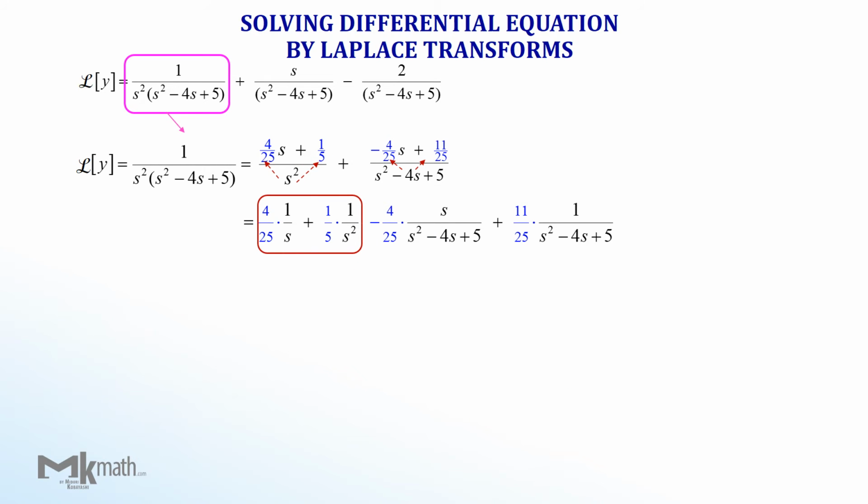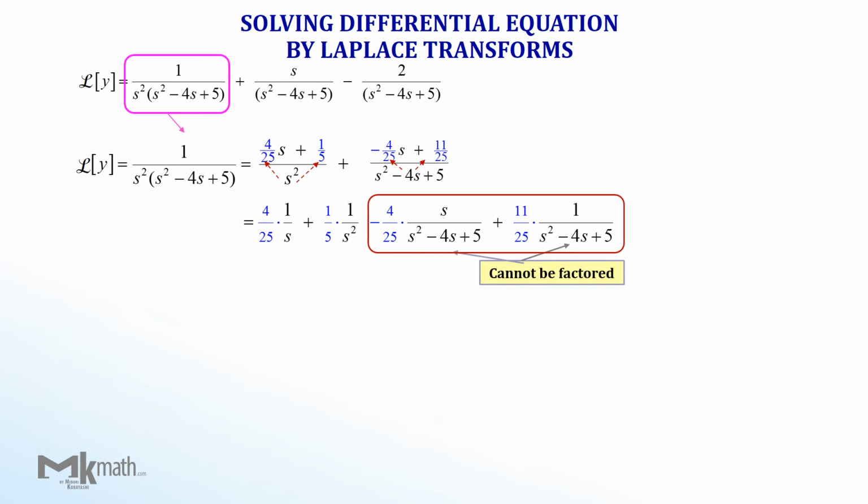For the first two terms, this seems simple enough to look up in the table. However, the third one and the last one seem to have problems matching the table entries because of the denominators. As we have seen before, we cannot factor the denominator. Let's try to complete the square.